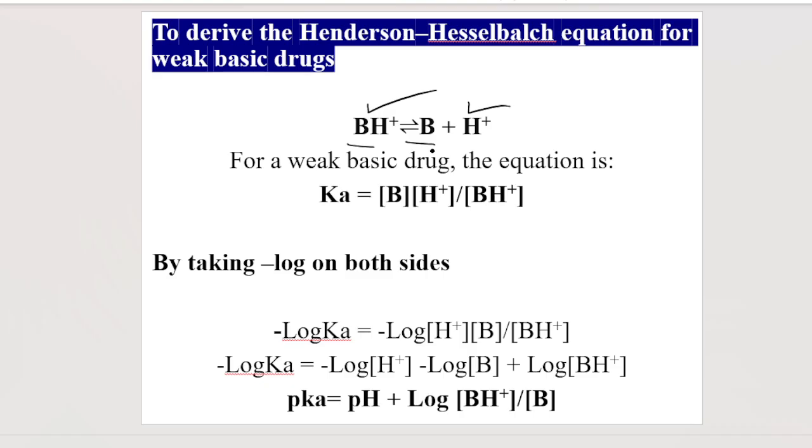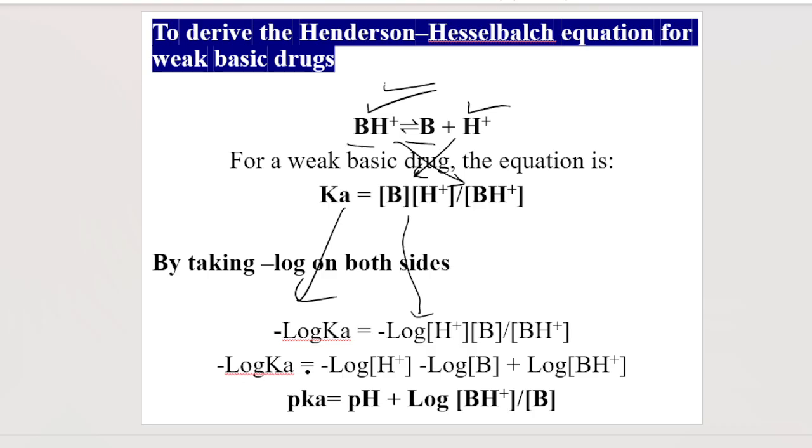Okay, so for weak basic drug, this is the equation for weak basic drugs. Ka is equal to, again, law of mass action, that will be equal to this one, and it will be in the denominator. So if we take the minus log on both sides, again this will become minus log of Ka, and this will become minus log of that whole expression.